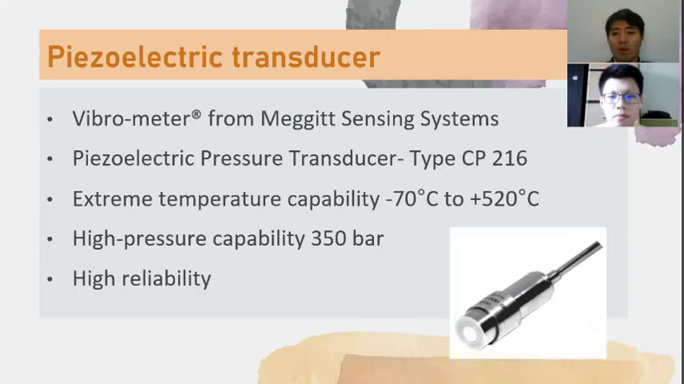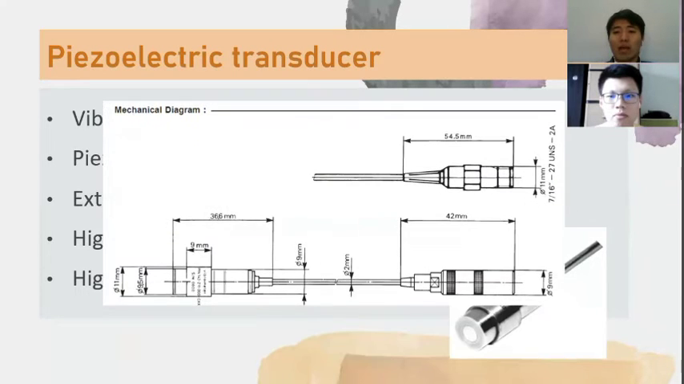After doing some research and comparison, the piezo pressure transducer of type DP260 from Magic Sensing System was selected due to the extreme temperature capability from -70 degrees Celsius to 520 degrees Celsius, high pressure capability up to 315 bar, and the high reliability of the sensor. Next. The diagram shows the design of the sensor with the dimensions, which will help in designing the system. Next.